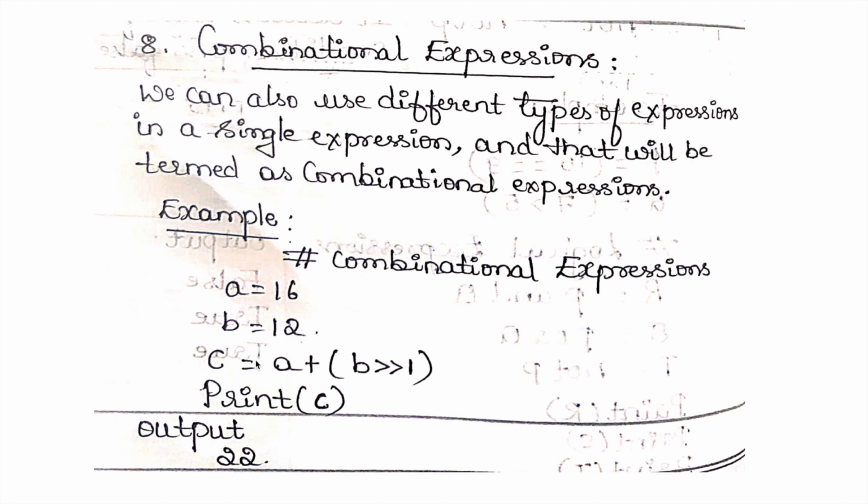I'm going to store that result in the variable c. I'm going to discuss variables in the next video. So a plus b right shift: you are going to do the right shift for b, that is 12, and add that right shift value to a. You can observe here, the left side part is an arithmetic expression and the right side part is a bitwise expression. So I am combining an arithmetic expression and a bitwise expression to get a combinational expression. Getting my point, guys?